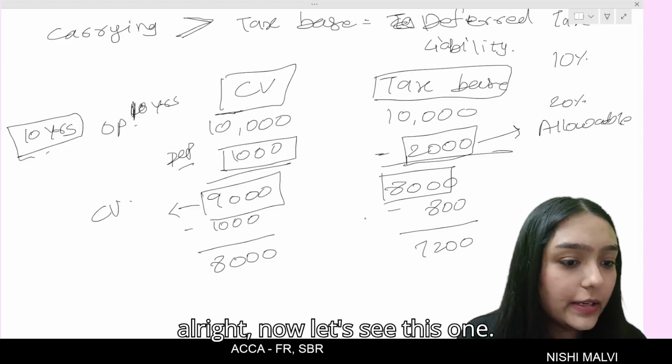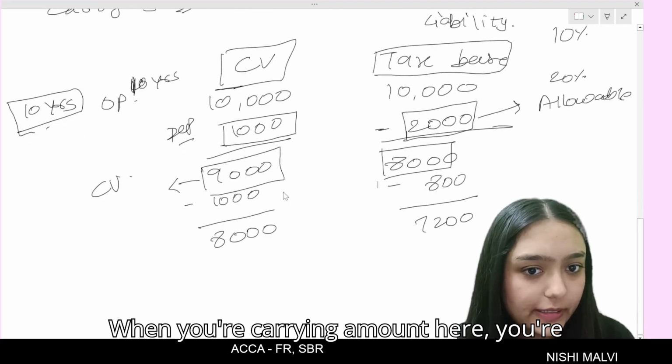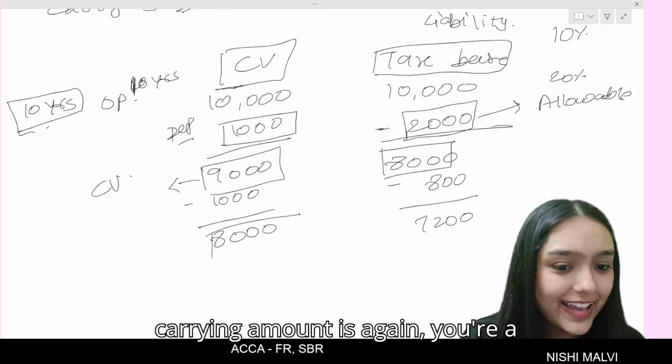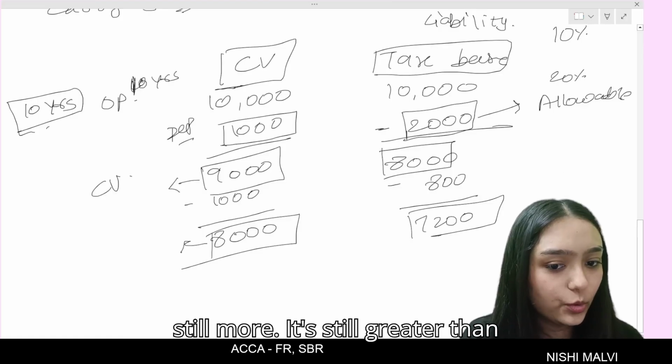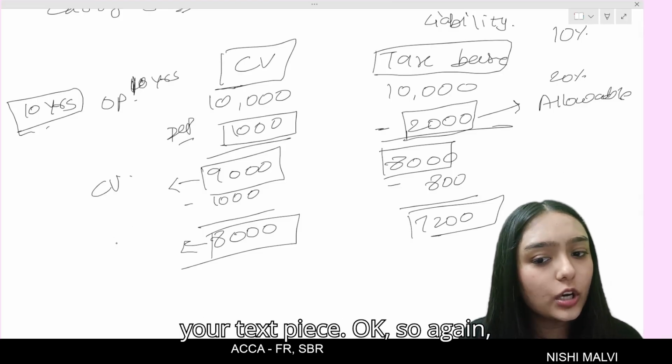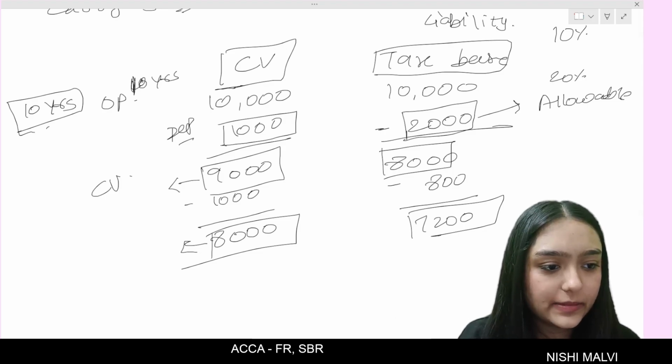All right. Now let's see this one. When your carrying amount, here your carrying amount is again, your carrying amount is still more, right? It's still greater than your tax base. Okay, so again this is a liability.